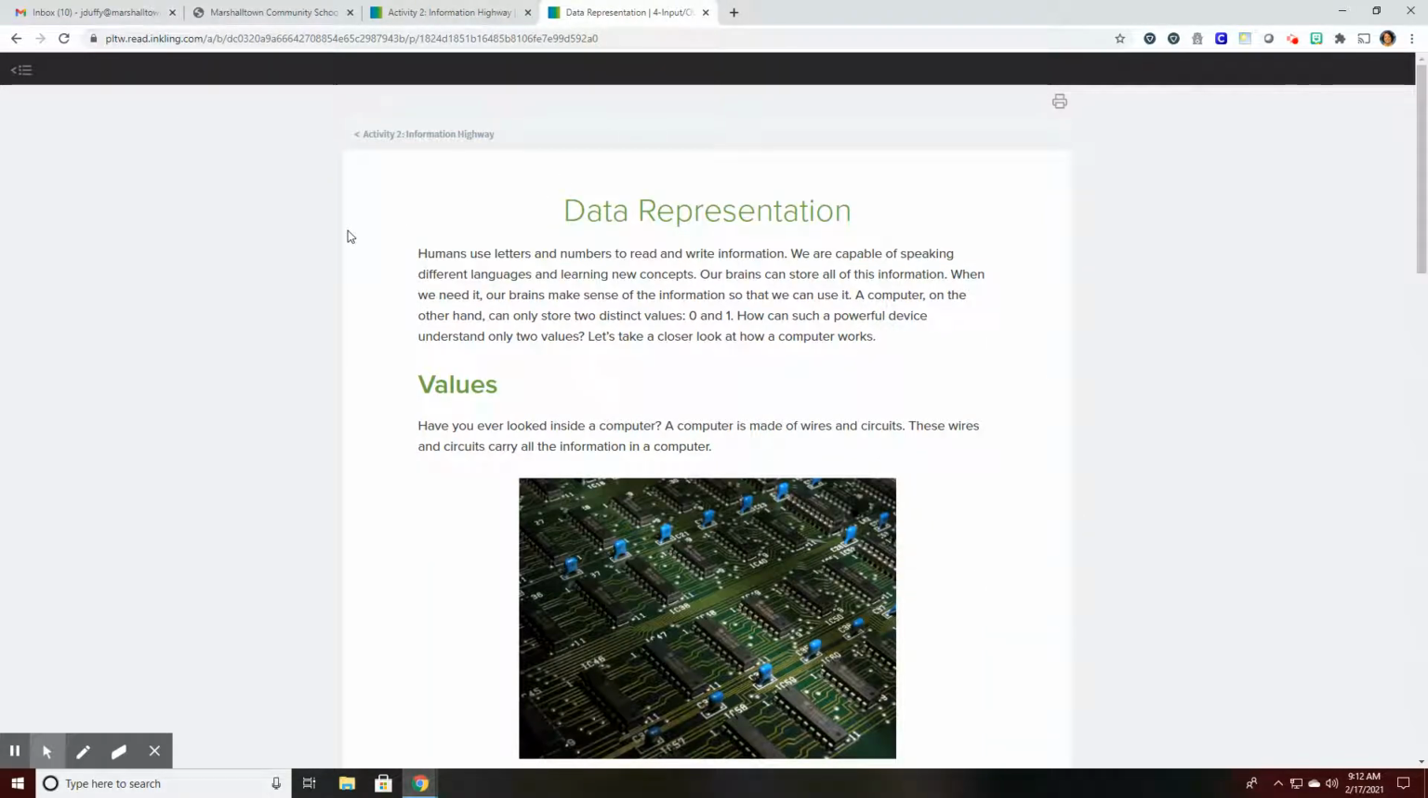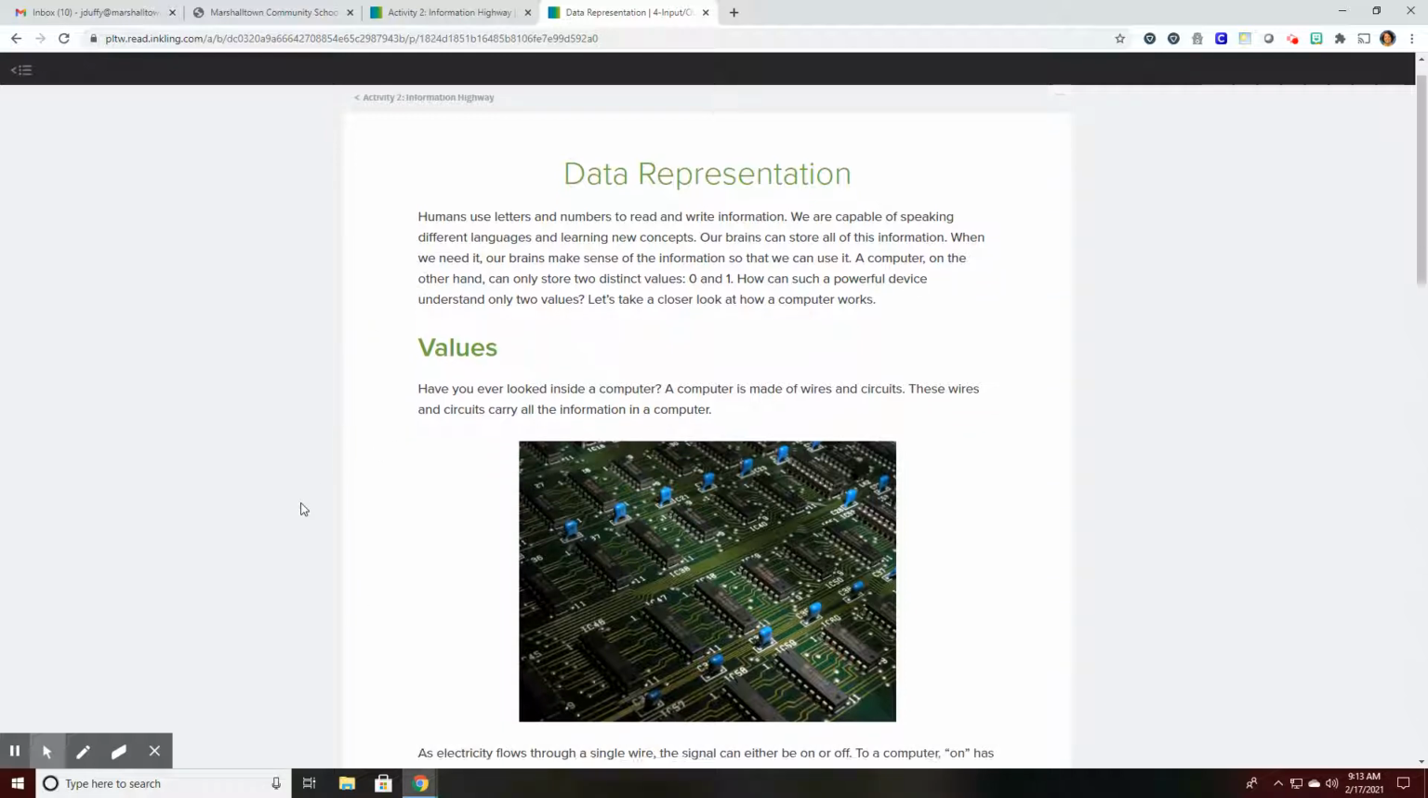Data representation. Humans use letters and numbers to read and write information. We are capable of speaking different languages and learning new concepts. Our brains can store all of this information. When we need it, our brains make sense of the information so that we can use it. A computer, on the other hand, can only store two distinct values, 0 and 1. How can such a powerful device understand only two values? Let's take a closer look at how a computer works.